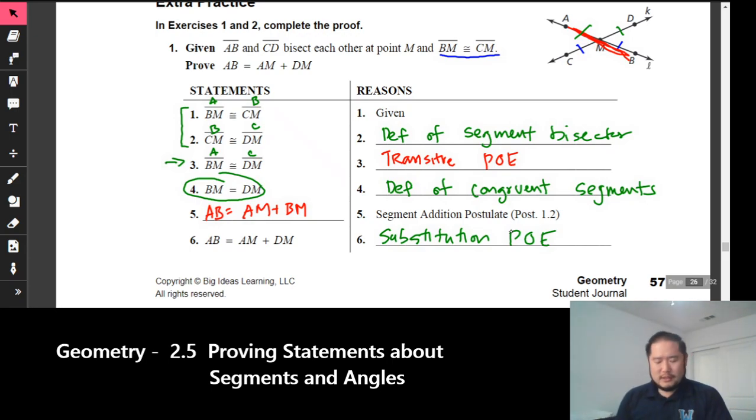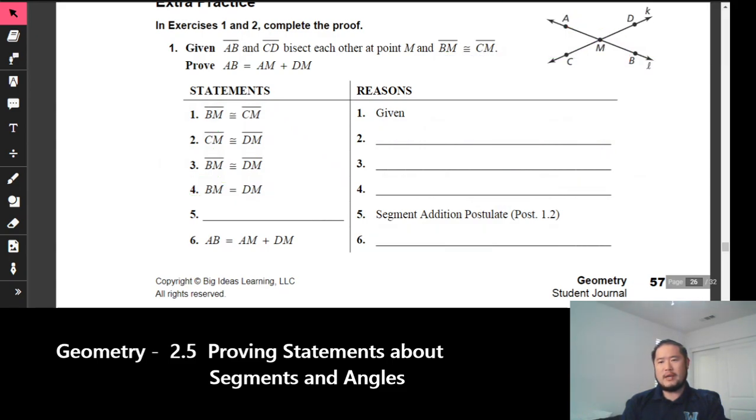A lot of the proofs that you will do are very similar to what you see here. You'll see kind of develop the pattern. Maybe use segment addition. Use angle addition if we're dealing with angles. Substitution property is quite frequent. So is that transitive property. Remember, whenever you go from something being equal to congruent or even congruent to equality, you're going to use definition of congruent segments as a reason.